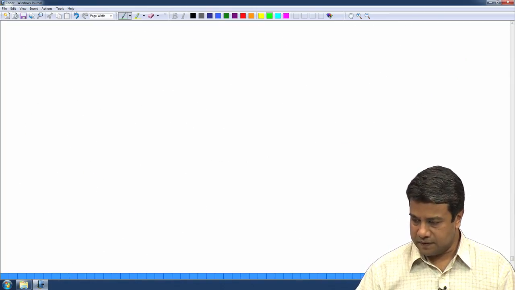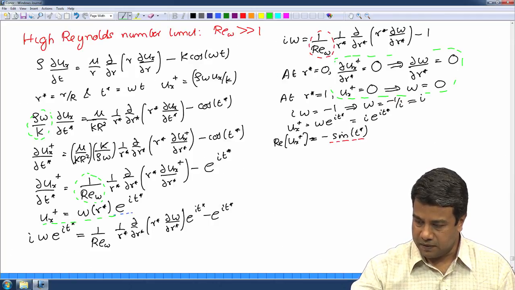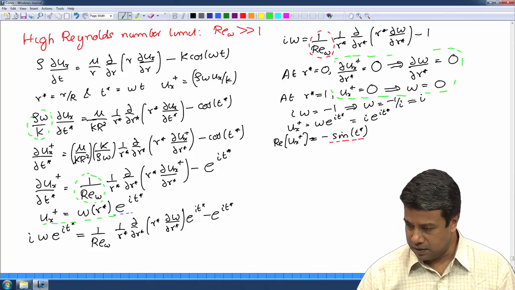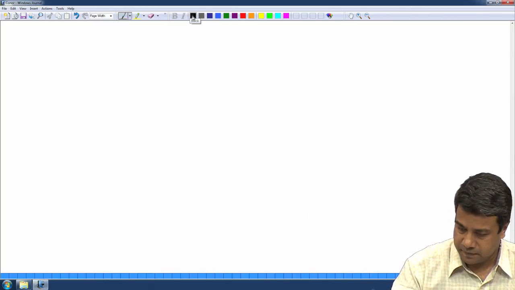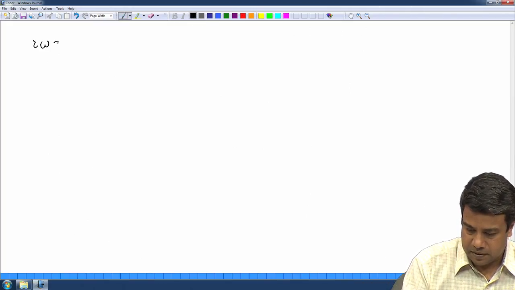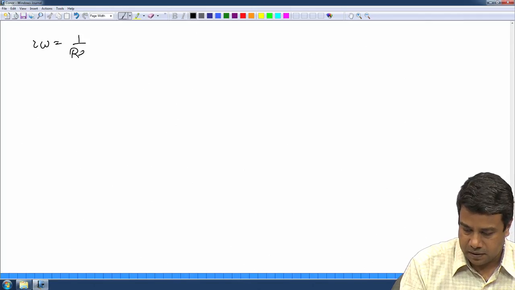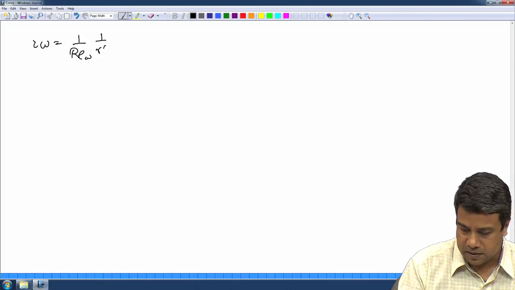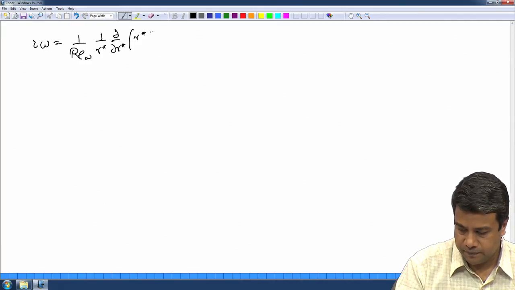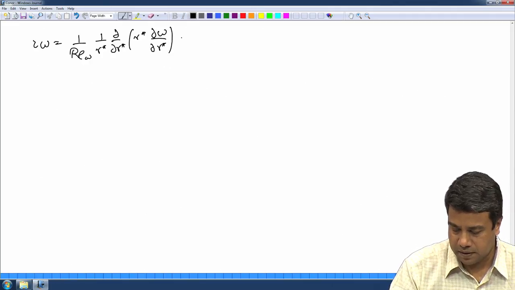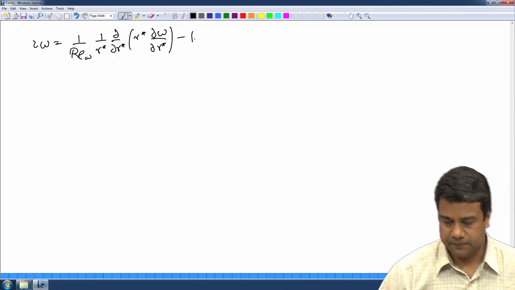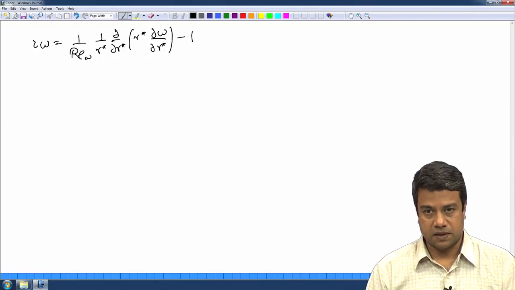Now, when we tried to solve this equation, we found the equation was of the form I w is equal to 1 by Re omega 1 by r star dw by dr star, minus 1. That was the equation for the function w, if you recall.